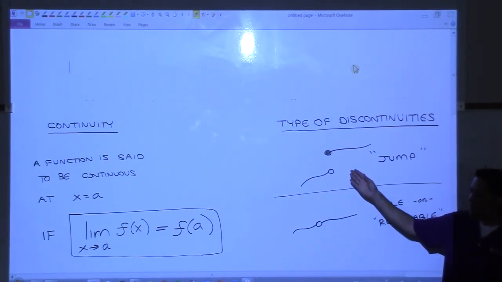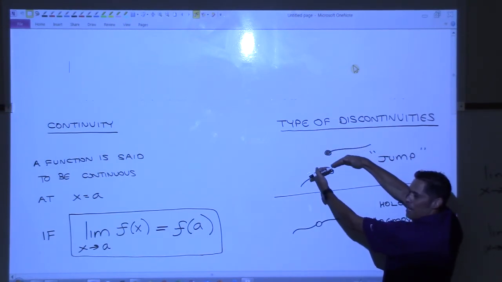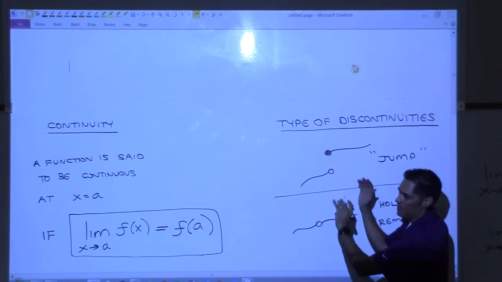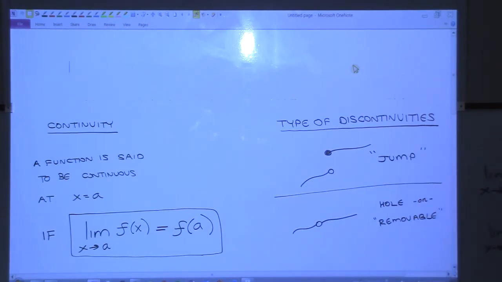This one you can't fix because you would have to completely redefine the function and move that piece together, right? And then we could fix it, but that's too much work. This one, just fill it in. Can anyone think of anything else where we might have any type of discontinuity?